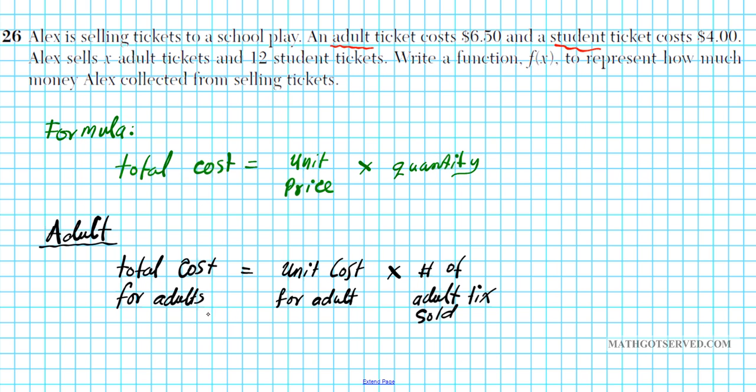Let's apply this formula to this situation. Total cost per adult is going to be unit cost. What is a unit cost per adult? How much does each ticket cost? An adult ticket costs $6.50, so 6.5. How many adult tickets were sold in all? Alex sells x adult tickets, so 6.5 times x. 6.5 times x is equal to 6.5x. This is the total cost for adults.